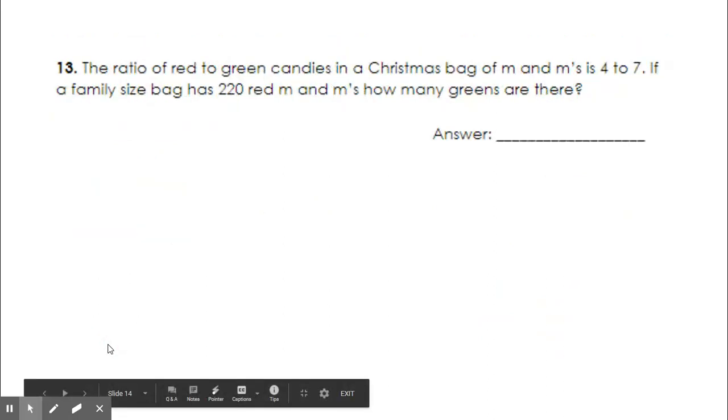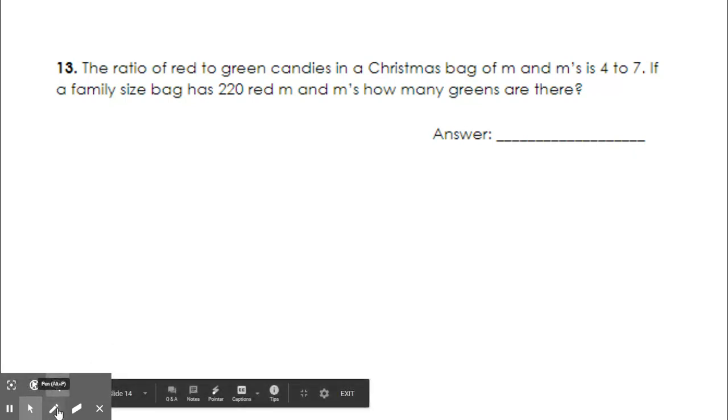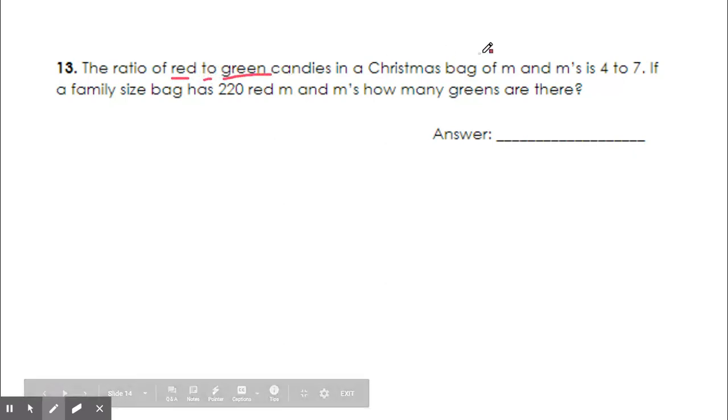"13. The ratio of red to green candies in a Christmas bag of M&Ms is 4 to 7. If the family size bag is 220 red M&Ms, how many green are there?" All right, so the order that they provide this, red to green, that's the order of the ratio. So this is red, this is green. So I'm going to set up a proportion to help me find this.